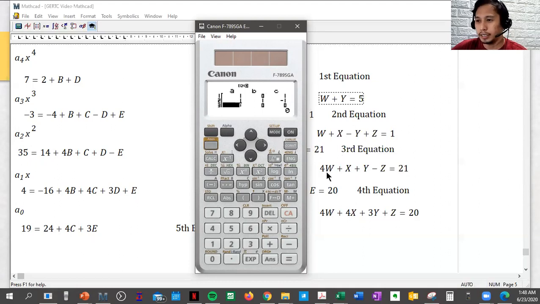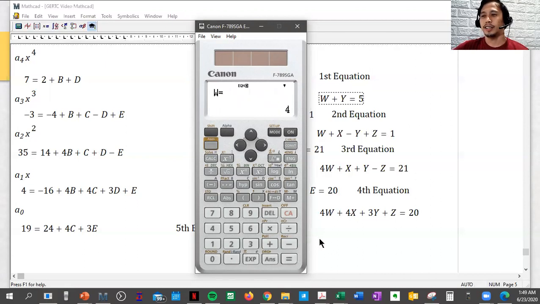Okay. Next, dito na ako. 4, 1, 1, negative 1 equal to 21. Okay. Next, dito na. 4, 4, 3, 1, 20. And I just hope I did not make any mistake. If whole numbers ito, then may be correct.